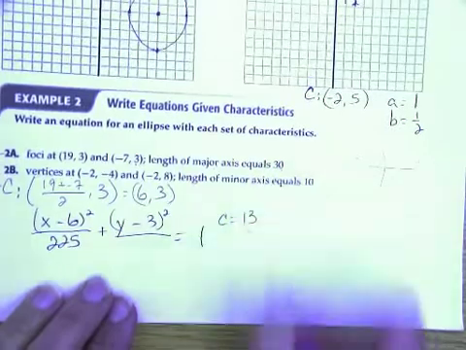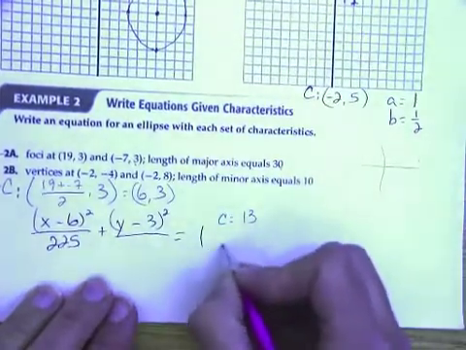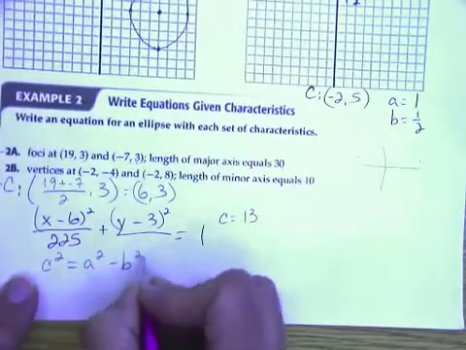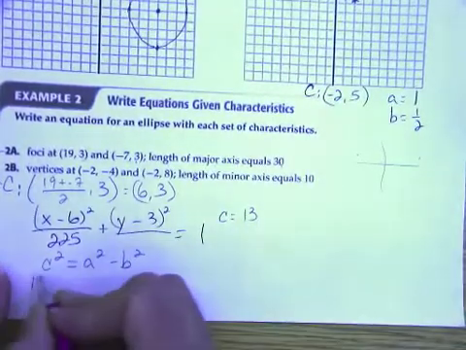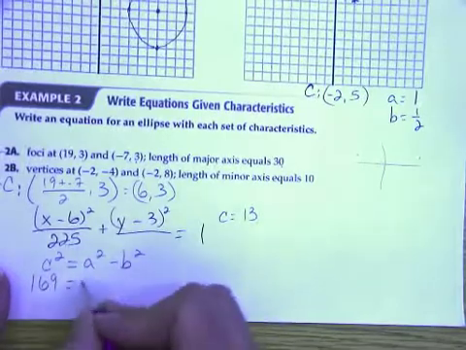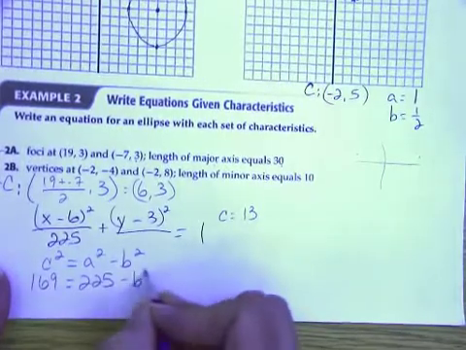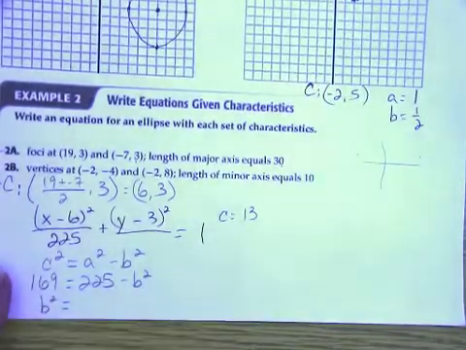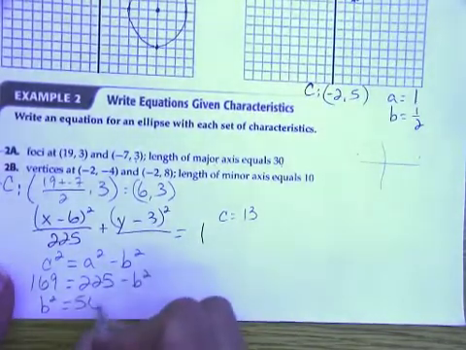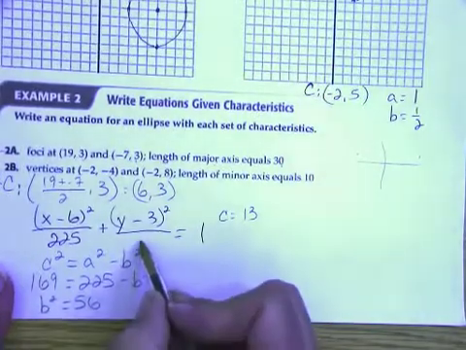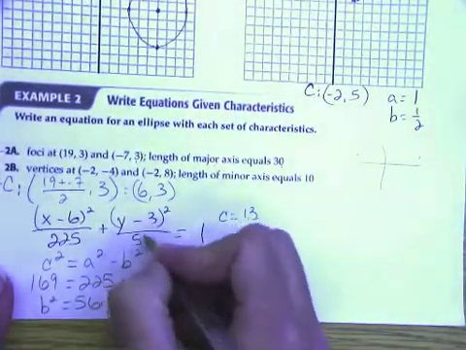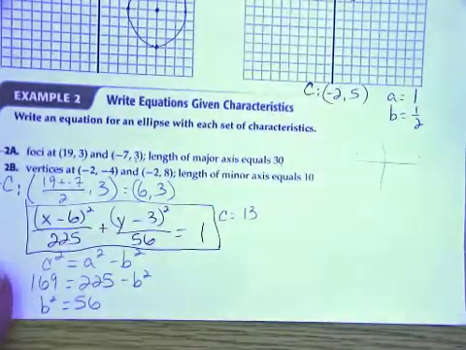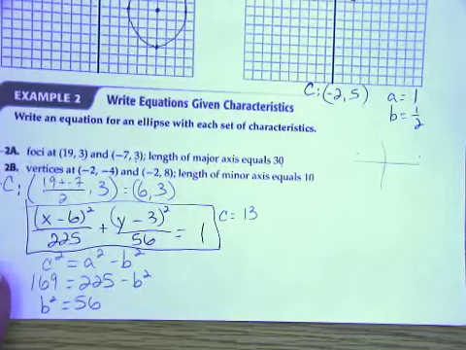So C is 13. Remember that C squared equals A squared minus B squared. C squared is 169. A squared is 225. Solve for B squared. B squared, therefore, is 56. And remember, B squared is the number that goes here. So there's our equation.